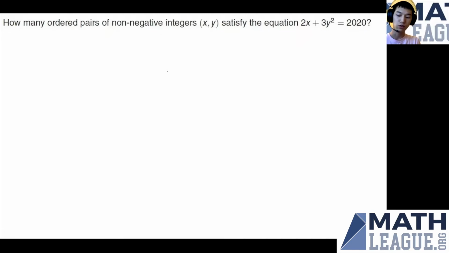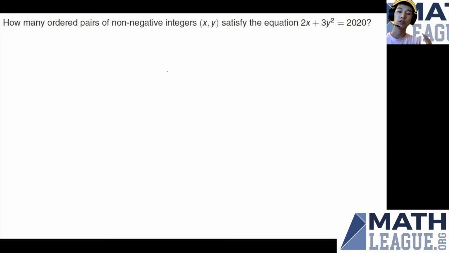You can just do the basic thing, where you count all of them. What if x is zero? Then what is y? Then 3y squared is equal to 2020, and y squared is equal to 2020 over 3. You have a calculator, you can do that. But you'll figure out that 2020 is divisible by 3 just by using your divisibility rules. So obviously this isn't going to be a good strategy, just counting it all. We need to organize our counting in some way.